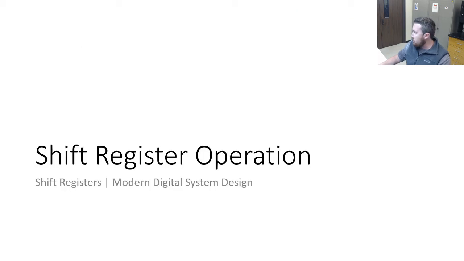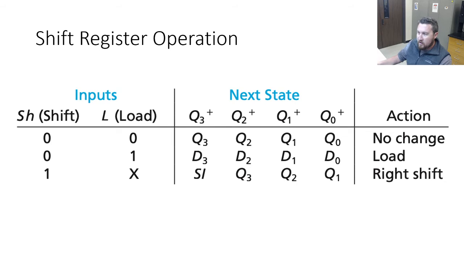Okay, so let's take a little bit of a deeper dive. Let's take a look at its operation. This is our state table for the shift register, and everything here is happening the way we would expect. When shift is 0 and load is 0, nothing happens. The next state is equal to the previous state. When shift is 0 and load is 1, we're loading from the parallel input, so the next state is equal to the parallel input for that flip-flop. Q0 is equal to D0. Q2 is equal to D2.